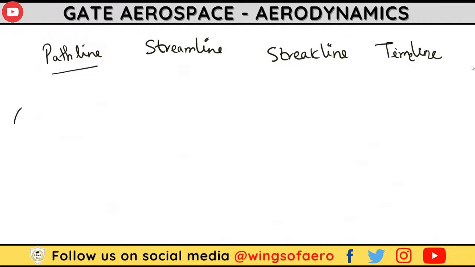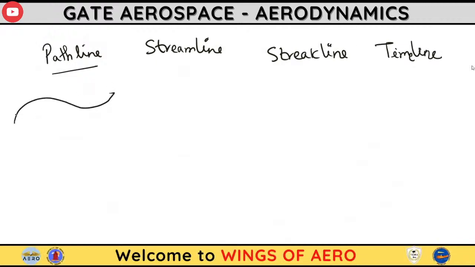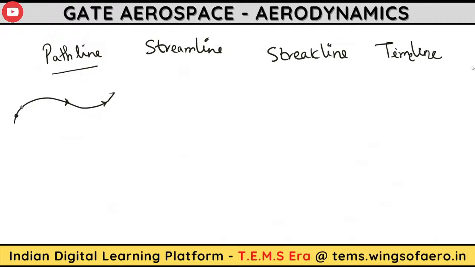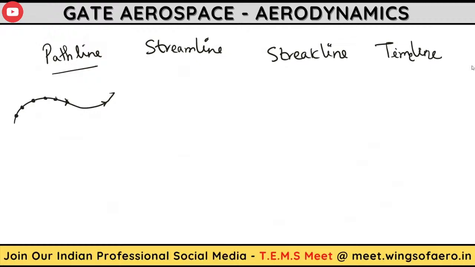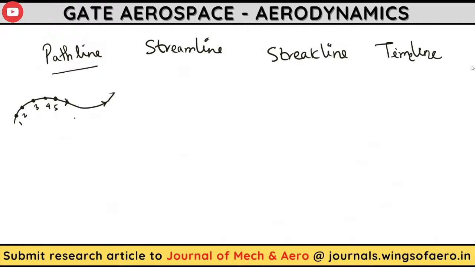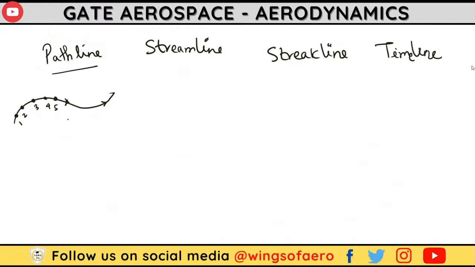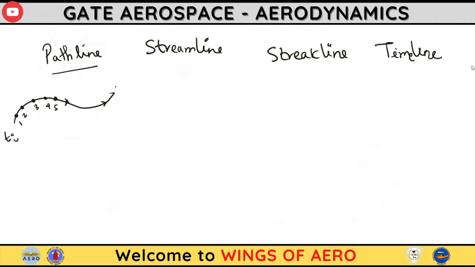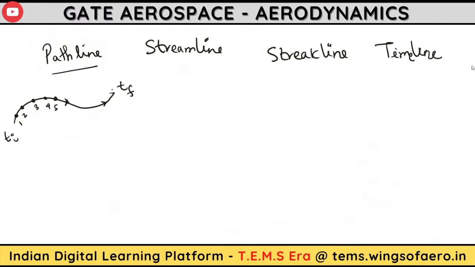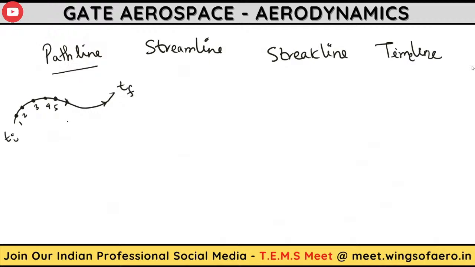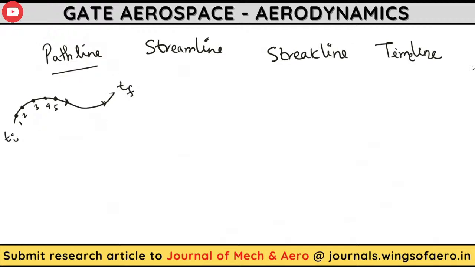Now, path line: when can we say it? When a fluid is moving, let's consider moving in this way, and let's consider small fluid particles like this. The well-defined path along which a particle moves is called a path line, irrespective of time. We are not considering the time; it moves from some initial time to some final time, but irrespective of considering the time. The flow can be either steady or unsteady. Okay, this is a path line.